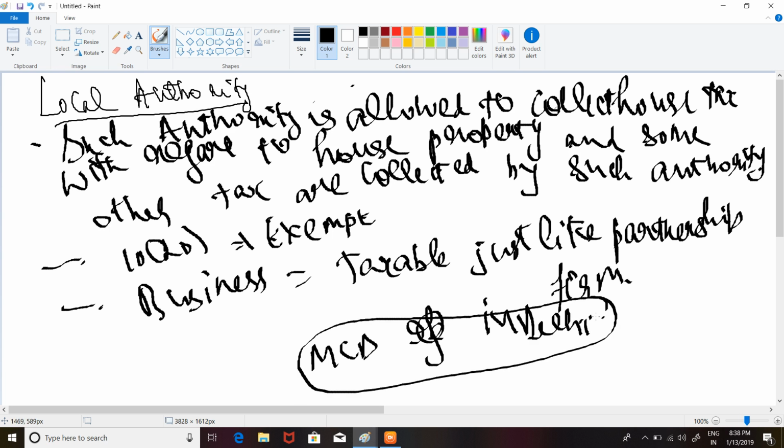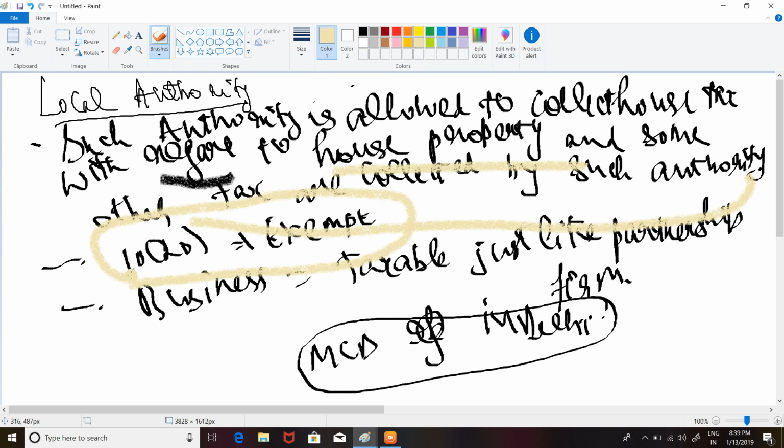How shall its taxability be done? Firstly, such an authority is allowed to collect house tax with regard to house property, and some other taxes are also collected by it. Then, as per section 10(20), its income is exempt. The amount it collects from taxes like house property tax or any other tax shall be exempt from the Income Tax Act, 1961.